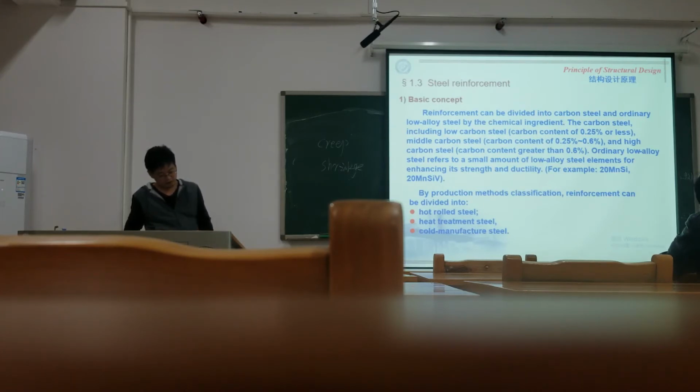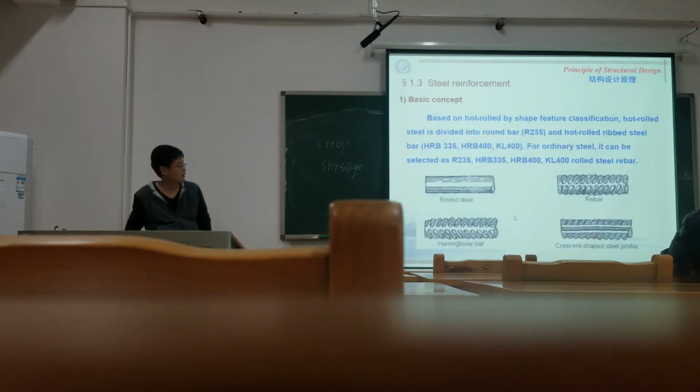But for this method, we can just divide into three different types: hot rolled steel, heat-treated steel, and cold manufactured steel. And yes, last class we introduced those things.